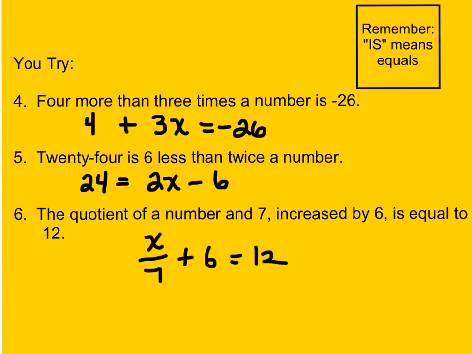Number 4 should be 4 plus 3x equals negative 26. Number 5, 24 is 6 less than twice a number. And then number 6, the quotient of a number and 7 increased or added to 6 is equal to 12.